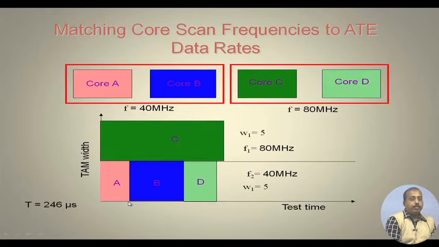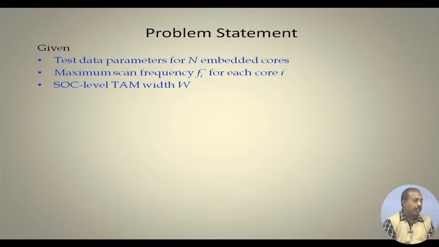In this way, if we can match these core frequencies with the TAM frequencies and do the scheduling properly, we can do very good work in terms of test time reduction. So, what is the overall problem statement? We are given the test data parameters for n embedded cores.